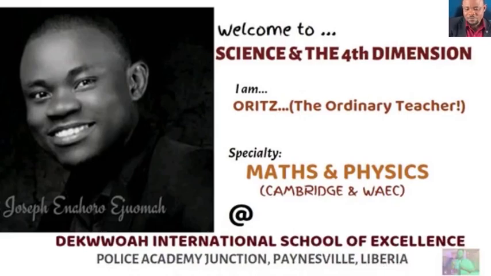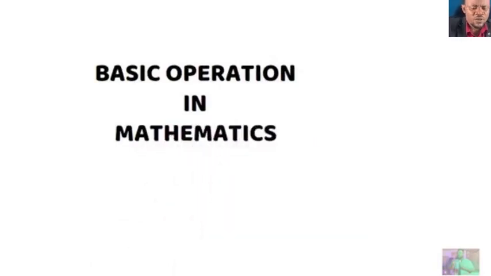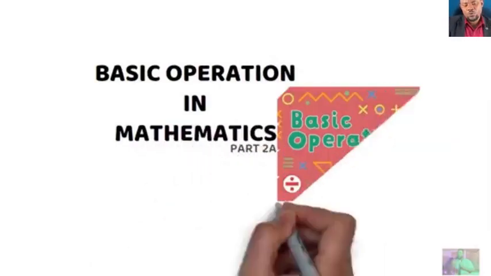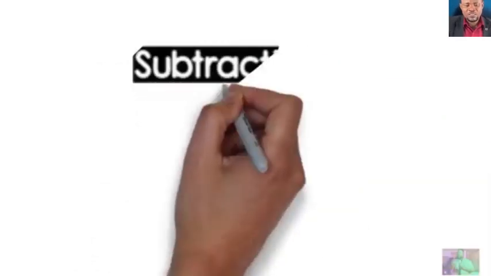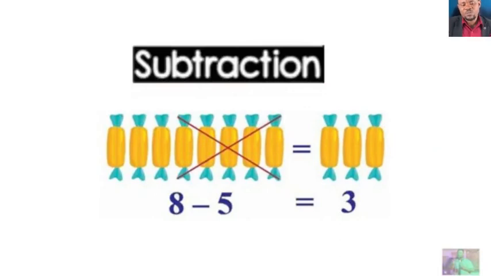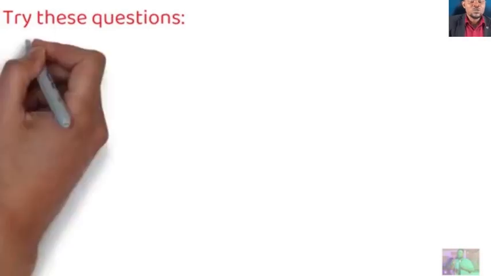Here in Liberia. Okay, we're going further on basic operations in mathematics. This is part 2A. We were through the introductory part in the last class. So subtraction is what we're going to do. In part 1 we did addition. Just try to take away, like you are seeing there, take away, subtraction. So let's try these questions.